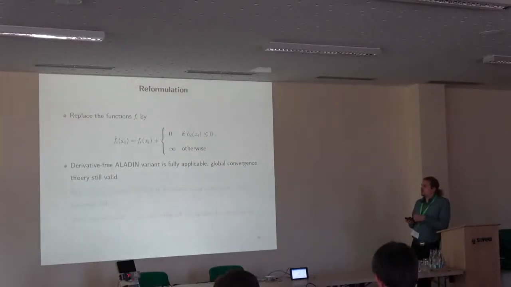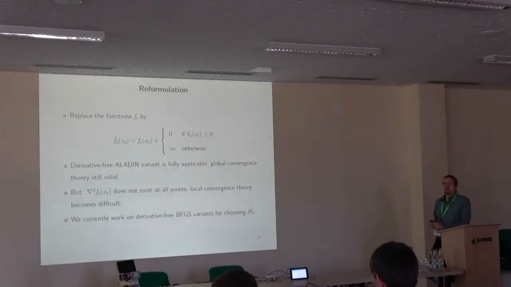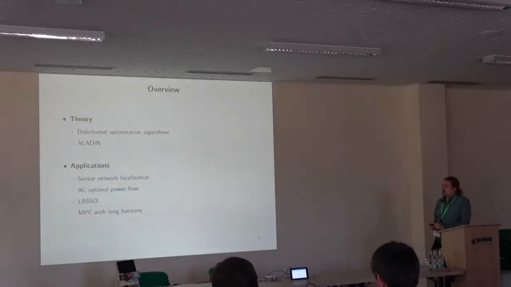The only part where it gets difficult is that we also claimed that we have a good local convergence rate, which is of course not fully true anymore. If we write the inequalities explicitly into the objective function, this objective function might not be differentiable anymore. So the local convergence theory becomes more difficult, but we are currently working on derivative-free BFGS variants in order to fix this. Also this is part of current research, what we are working on at the moment. Okay, so I think this is pretty much all I wanted to say about the theory.